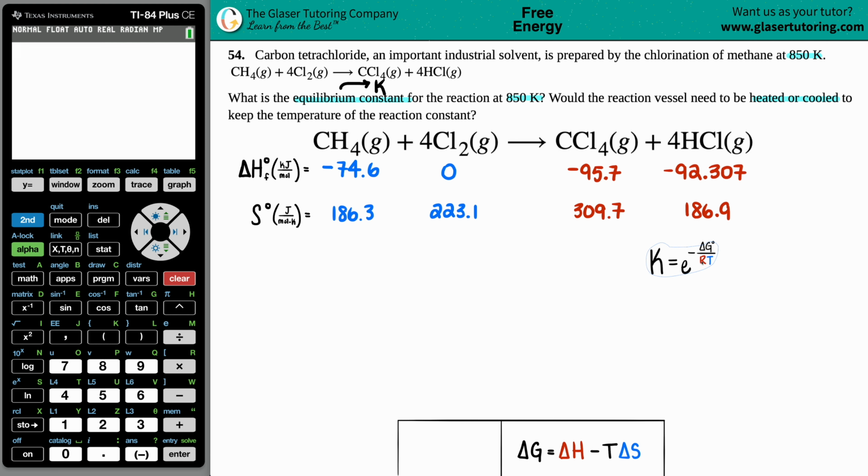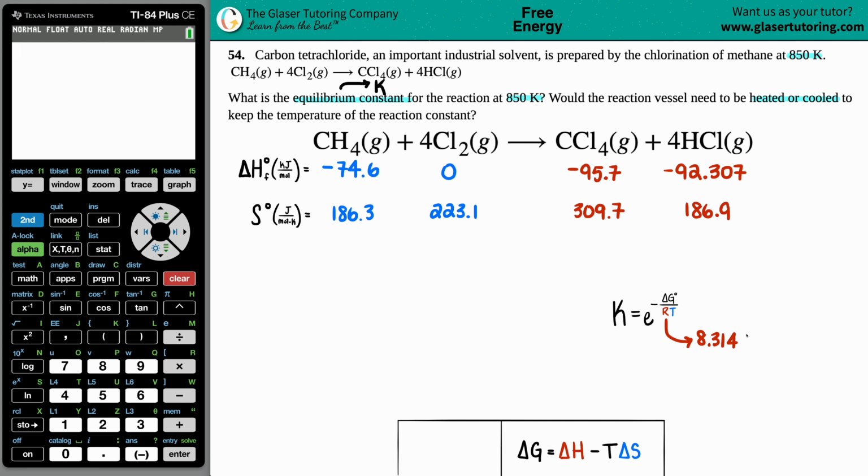So let's just put this over here. Maybe over here. That looks good. So K equals the E button on the calculator raised to the negative delta G divided by R times T. Now, we want to solve for that equilibrium constant, which means that we should know the Gibbs free energy, the R value, and the temperature. So let's start with the R value. That's always going to be a constant. That's 8.314. Always 8.314 if we're using energy values, aka joules.